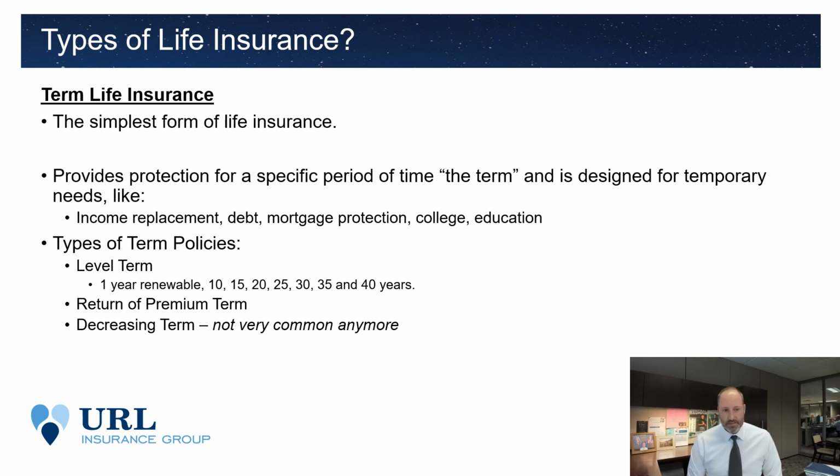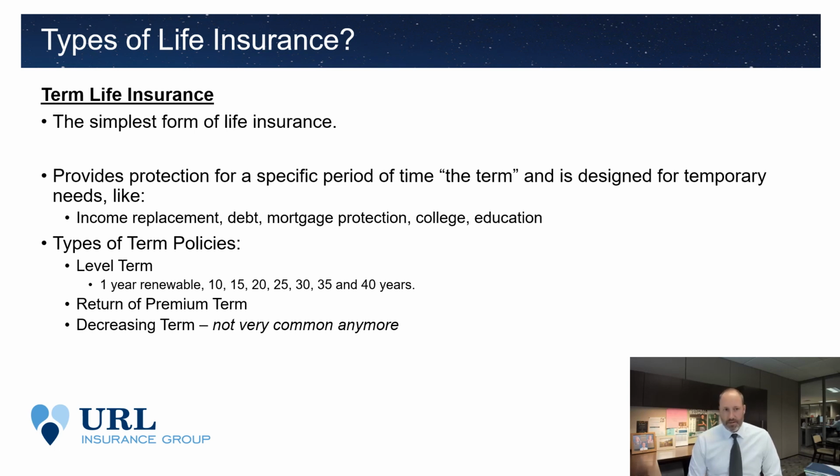Types of term policies can be level term, where you have 1 year renewable term, 10 year term, 15, 20, 25-year, 30-year, 35, and 40-year level term plans. There's also return to premium term and decreasing term, which isn't very common anymore.